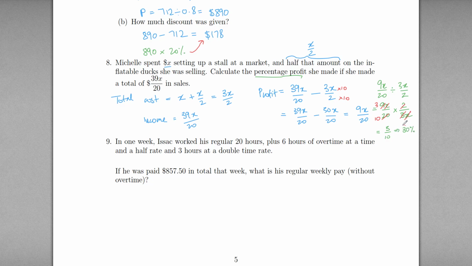Okay, so that one I think is probably one of the trickiest things that you'll see in this whole thing. Okay, so there were a few steps there. One step was to work out the total cost, which is to just add up all the costs. So x and then x over 2, which gives you 3x over 2. Work out the total amount that she got, was given to you, 39x over 20. The profit is always how much income minus the costs. That's how much profit you make.